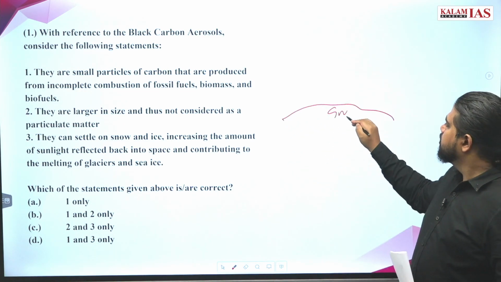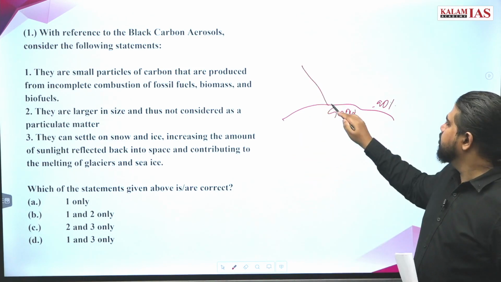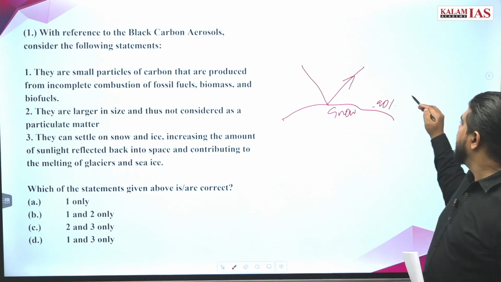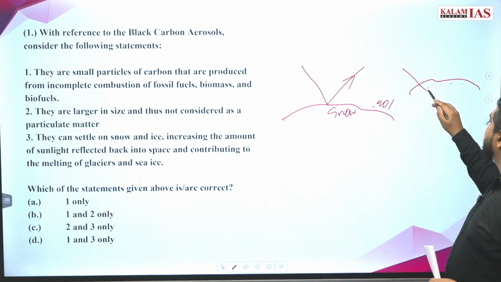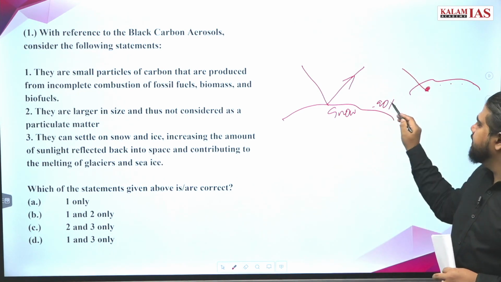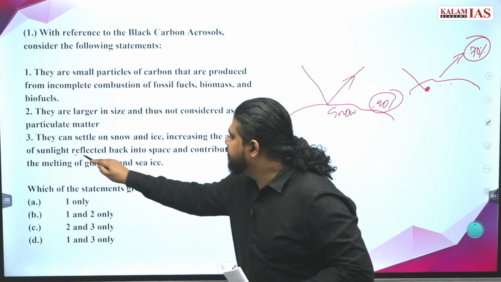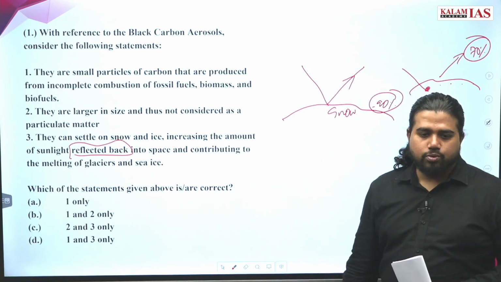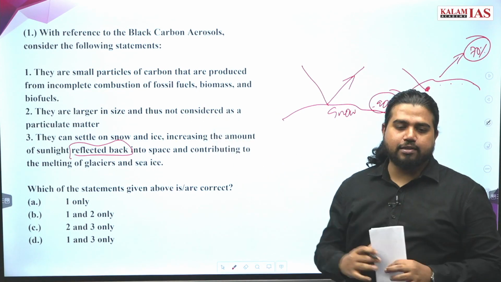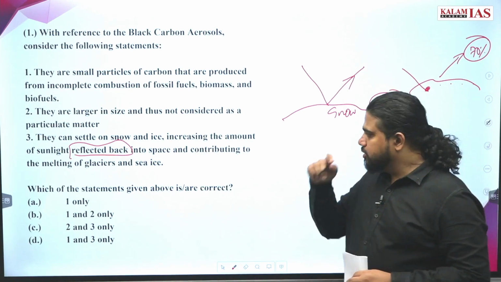If there is snow, snow has an albedo of 90% or above. 90% albedo means most of the light falling in will be reflected back into the atmosphere. Now when there is black carbon on it, what will happen? This reflection might not happen. The light which falls on this black carbon will not be reflected. Here 90% albedo, here it may be reduced to 70%. So more sunlight reflected back cannot be true. It reduces the albedo, so less sunlight is reflected back from the snow or glaciers of the Himalayas. So this statement is also wrong.